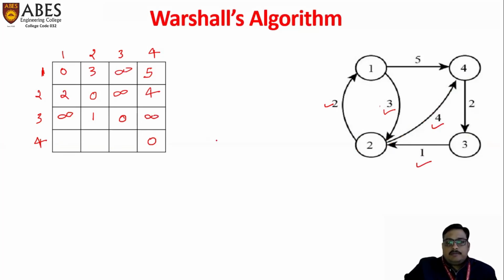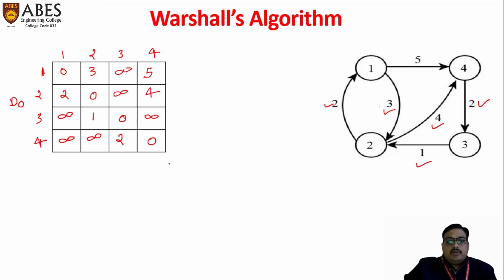Again, come to vertex 4. Is there any direct path from 4 to 1? No. So just put infinity here. 4 to 2, any direct path? No. So put infinity here. 4 to 3, yes, this is the path and the weight is 2. So we'll write 2 here. Now this is our D0, ready with us.